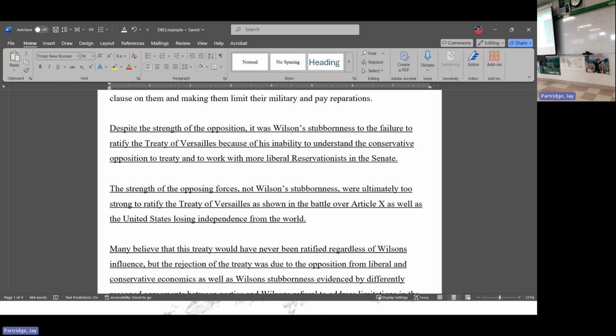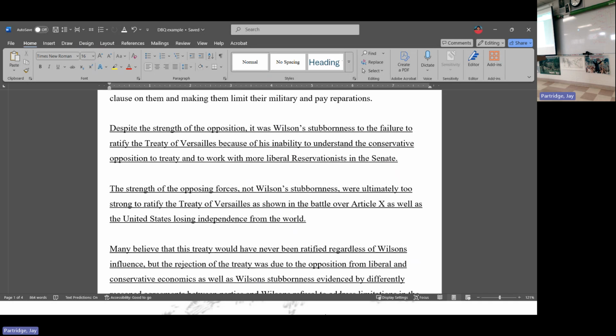To ratify the treaty for your side because of the ability to understand the conservative opposition to the treaty and to work with more liberal reservationists in the Senate. And therefore address both liberal and conservative. It mentions the opposition and involves Wilson. And you might notice on a lot of your essays, especially for that last sentence in a body paragraph, I'll have a letter R. R means relate. And if this thesis statement says it was Wilson's stubbornness, you must relate it back to Wilson's stubbornness. And so therefore, Wilson did not understand it, and so that stubbornness, and realized he's going to have to make a deal. Something like that at the end of the body paragraph.